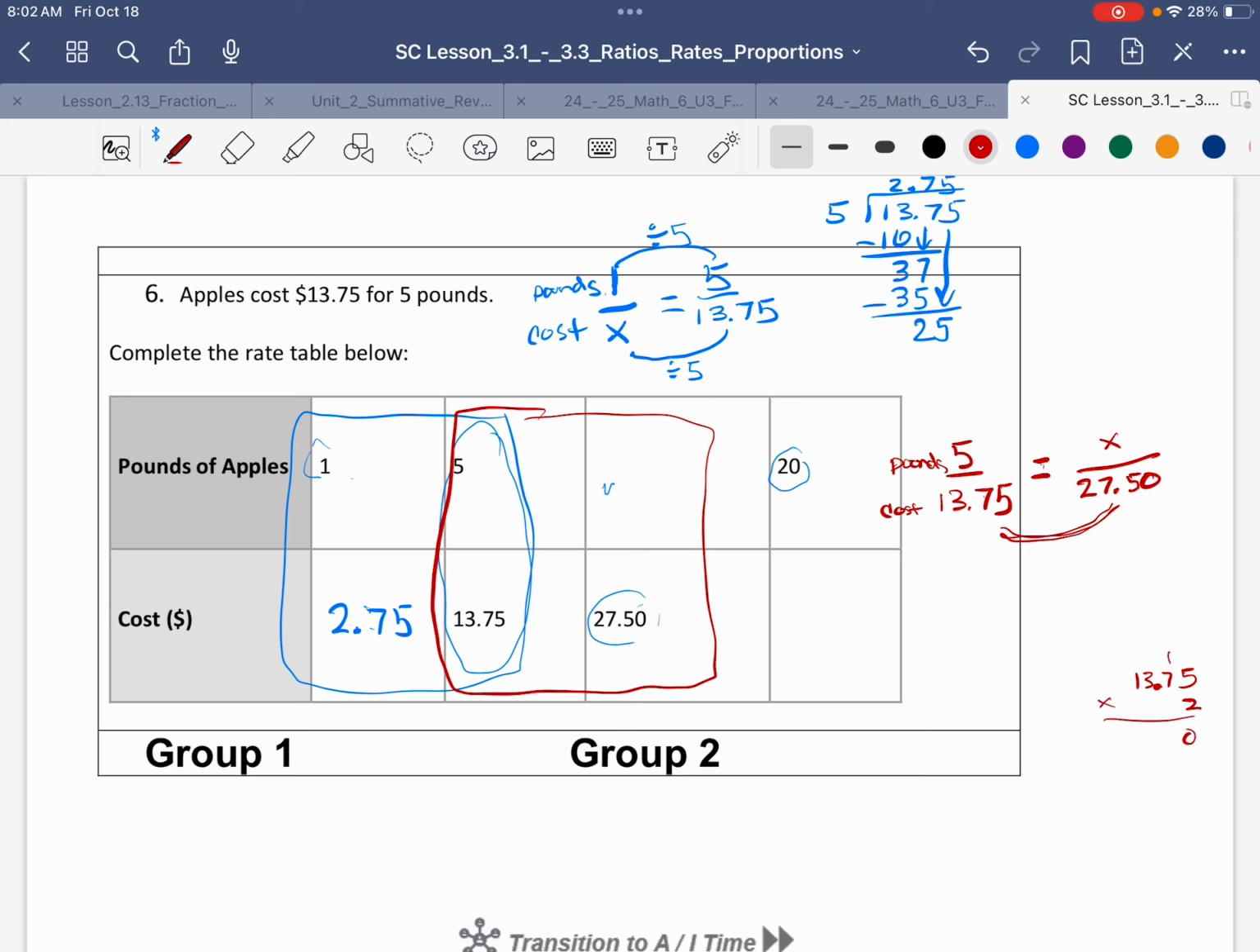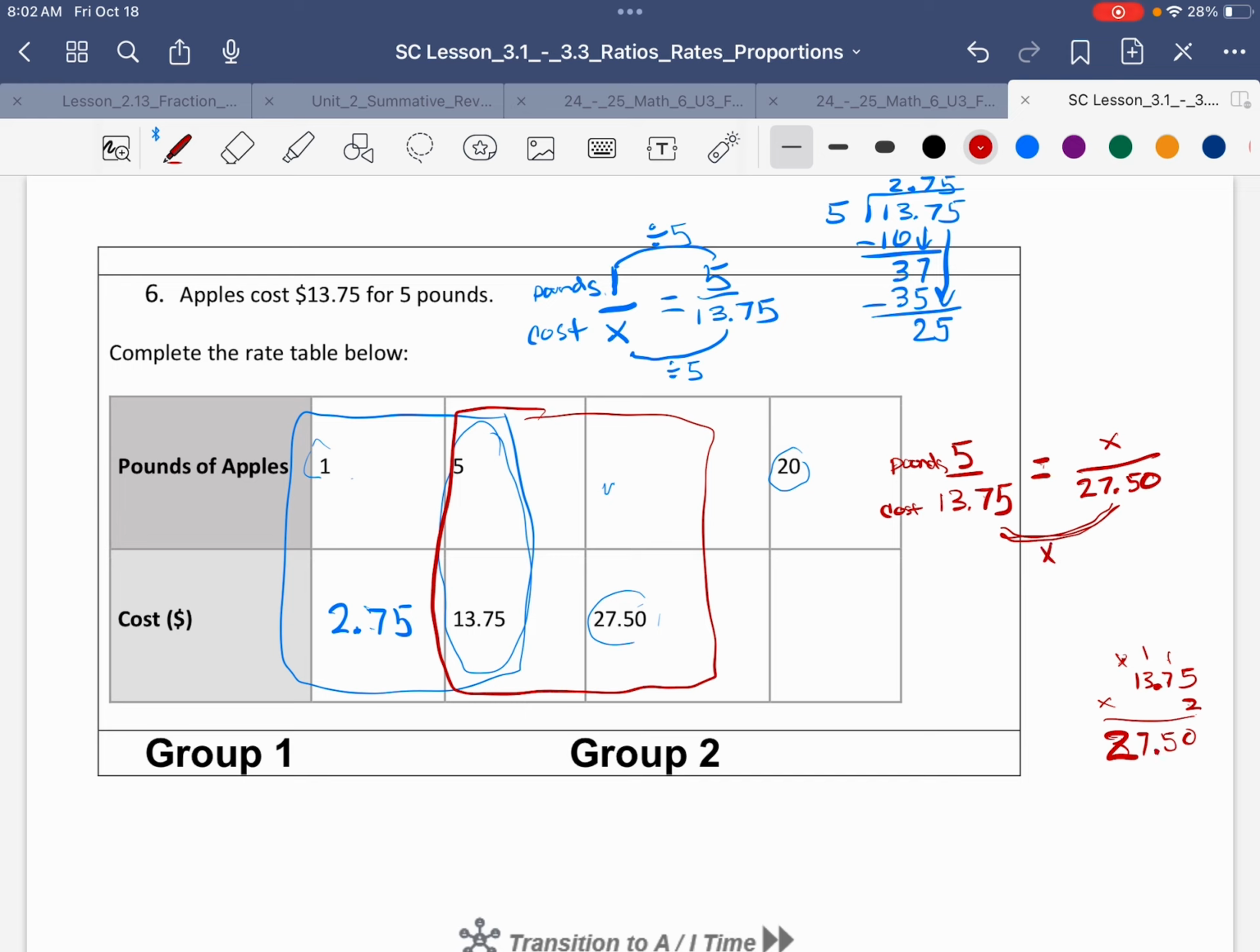That's 10, 15, 7, whoops, I forgot to put my 1, and 3, 37. Oh, no, it's not. It's 27.50. Sorry about that, guys. So there was no 1 there. All right, so it is 27.